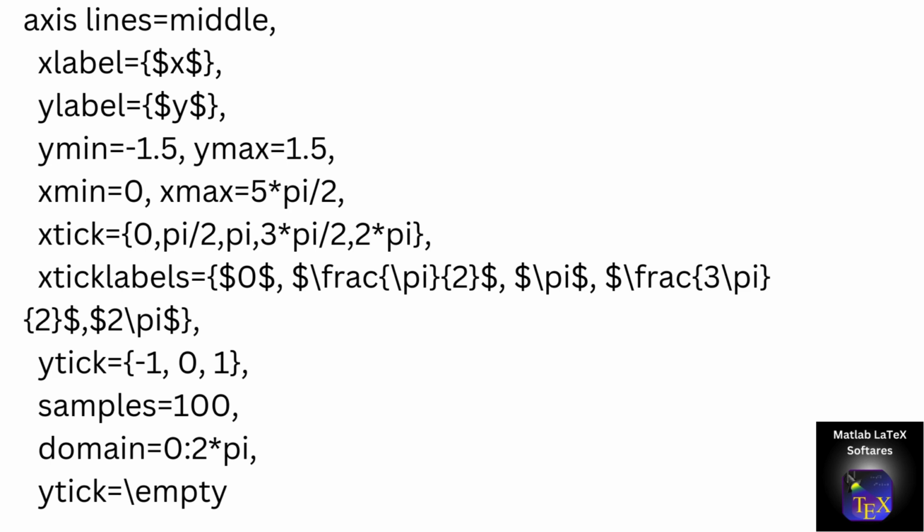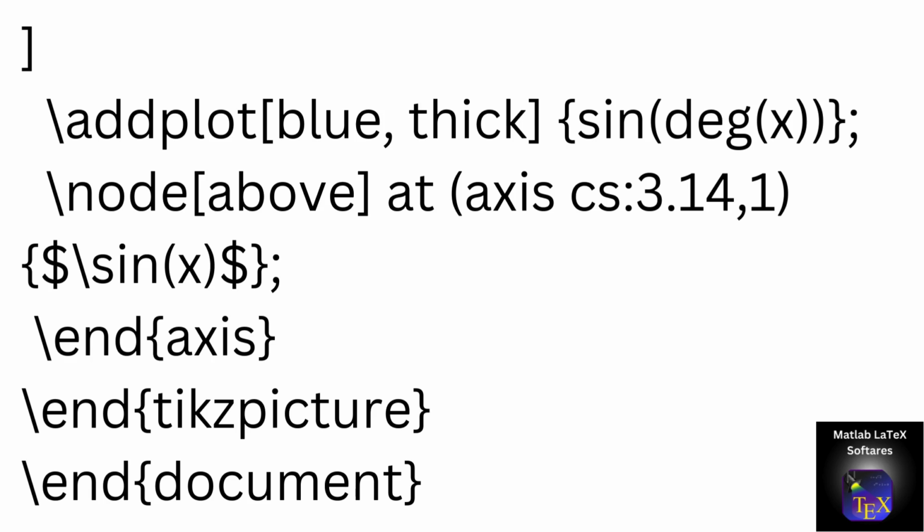Samples equals 100 ensures a smooth curve, and domain equals 0 colon 2 pi restricts the graph to 0 to 2 pi, and ytick equals empty removes the tick labels for a cleaner appearance. The blue thick style makes the graph clear and visually appealing.